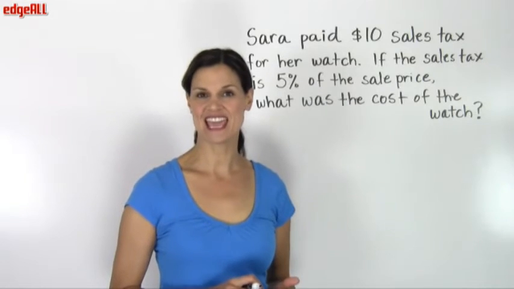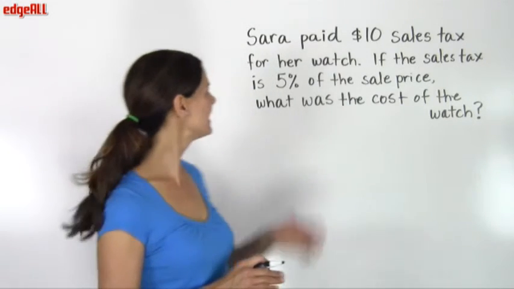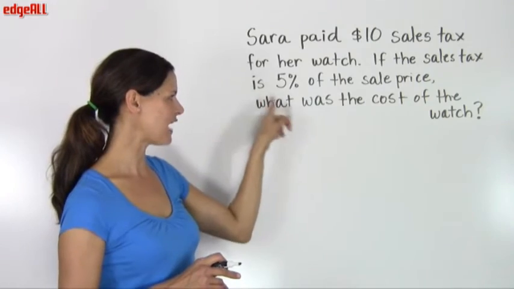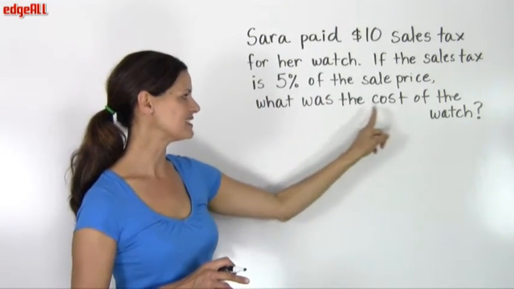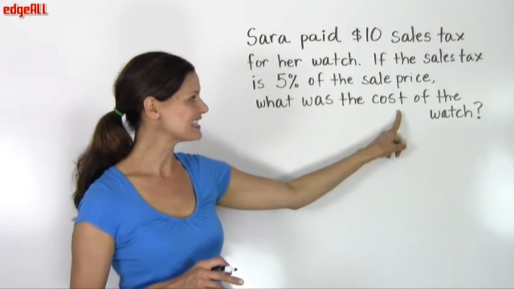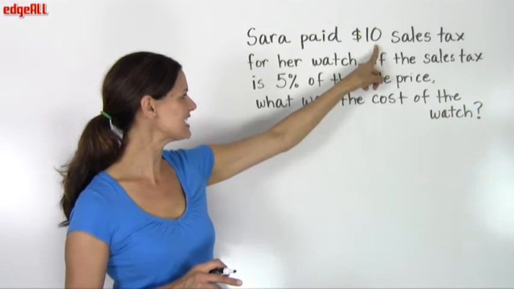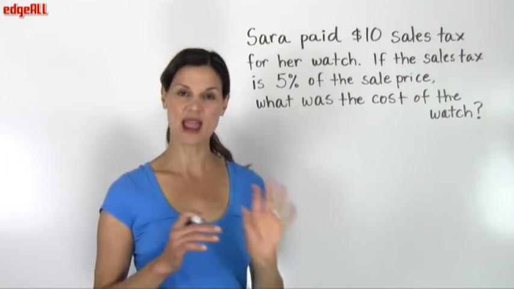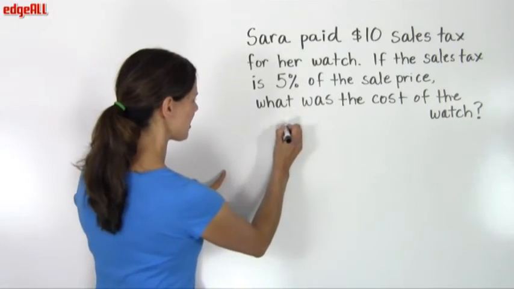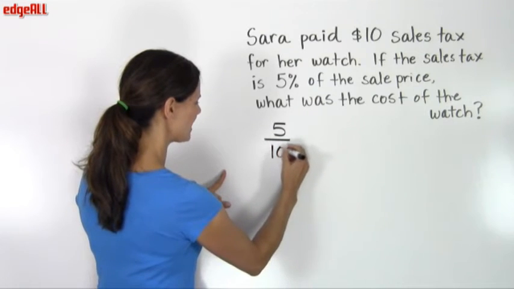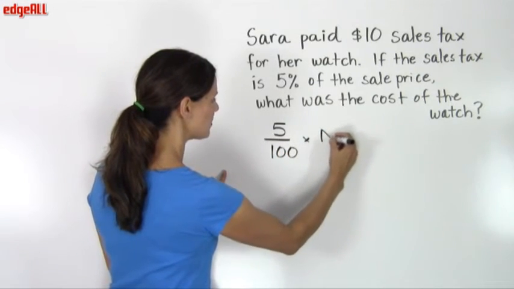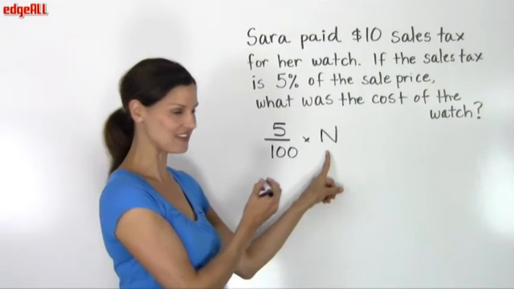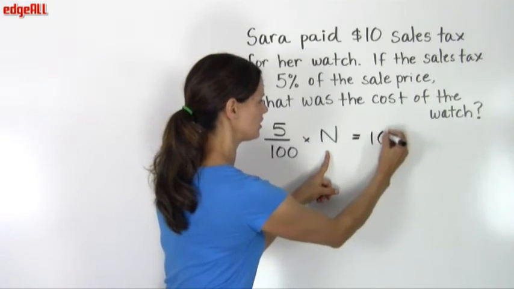Let's take a look at an application of this type of percentage problem. Sarah paid $10 sales tax for her watch. If the sales tax is 5% of the sale price, what was the cost of the watch? So basically this is asking us, 10 is 5% of what number? Using what we've just learned, let's write the percentage calculation. So we would take our 5%, put 5 over 100, times this unknown number n. We don't know the cost of the watch yet, but we do know that 5% of it equals $10.